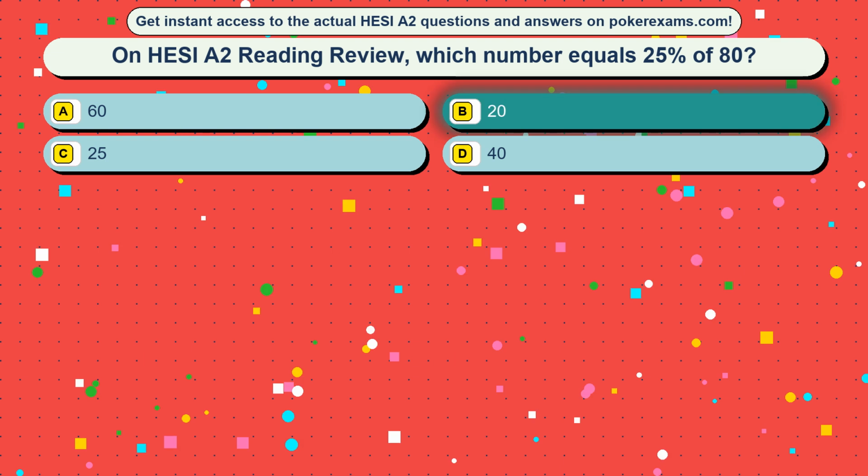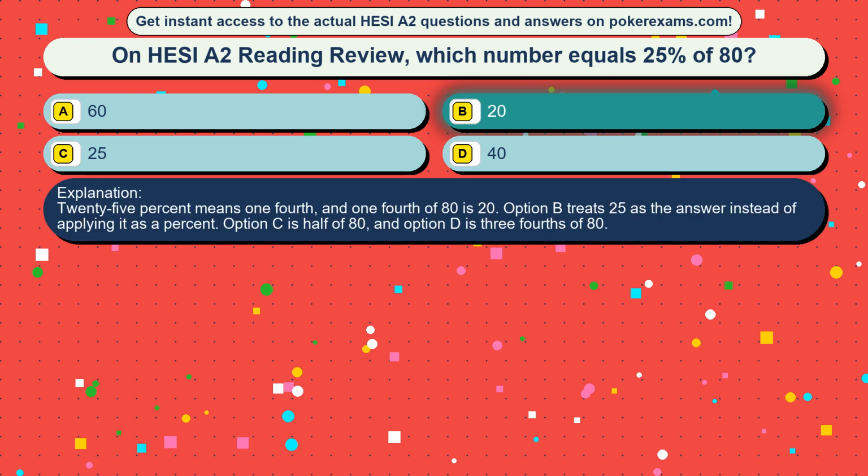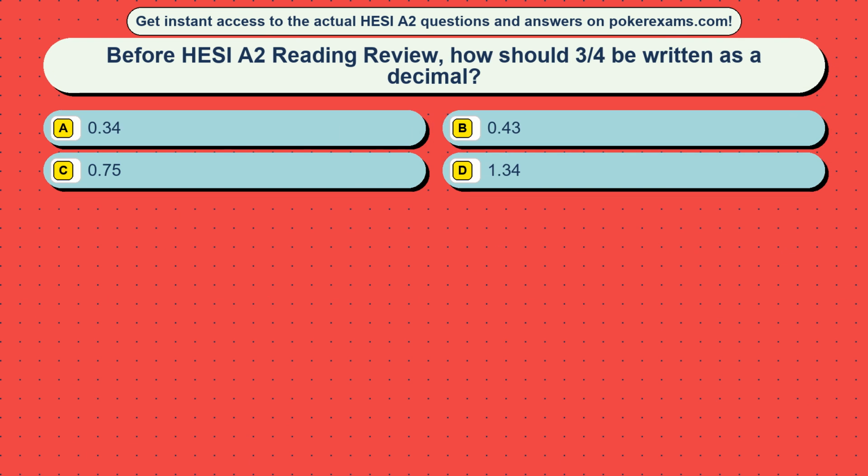The correct answer is option B, 20. 25% means 1/4, and 1/4 of 80 is 20. Option B treats 25 as the answer instead of applying it as a percent. Option C is half of 80, and option D is 3/4 of 80. Question 25. Before HESI A2 reading review, how should 3/4 be written as a decimal?